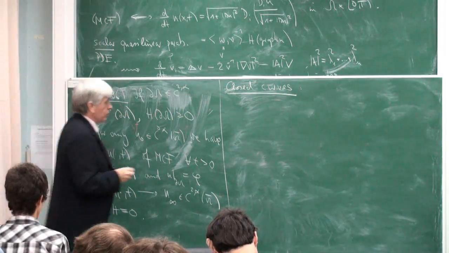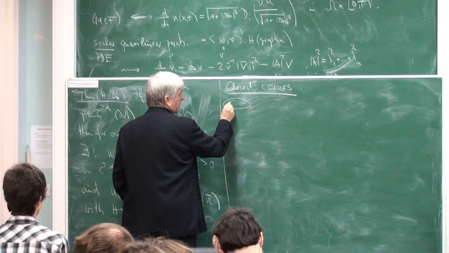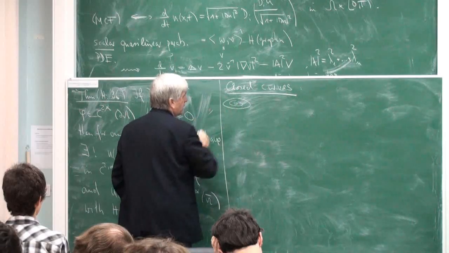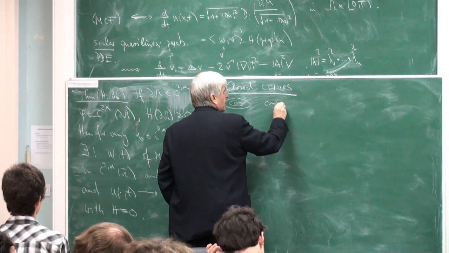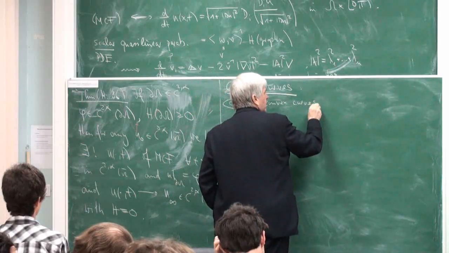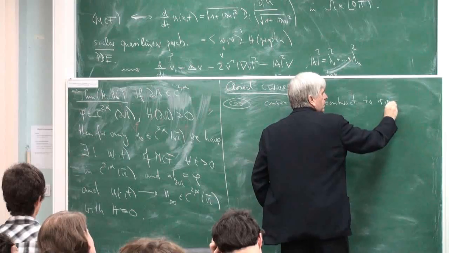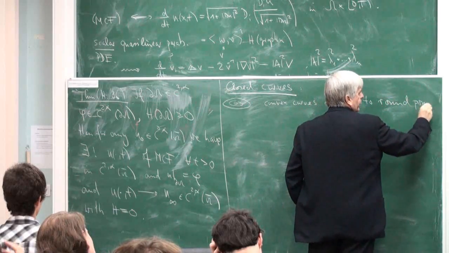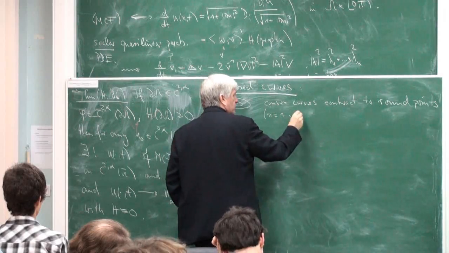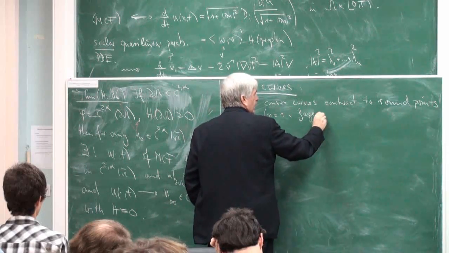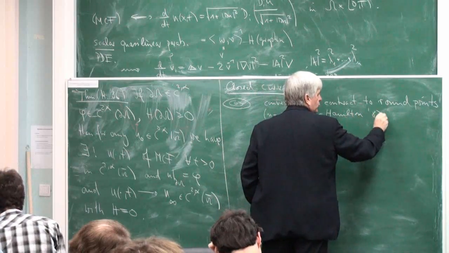Now, I showed you already that convex curves, this was in the one-dimensional case, contract to round points. I'm not going to explain that one. This was first proved for the n equals 1 case by Gage and Hamilton around 1982.